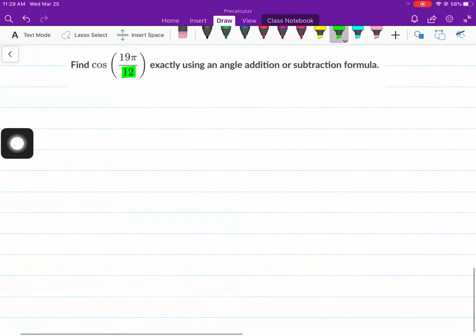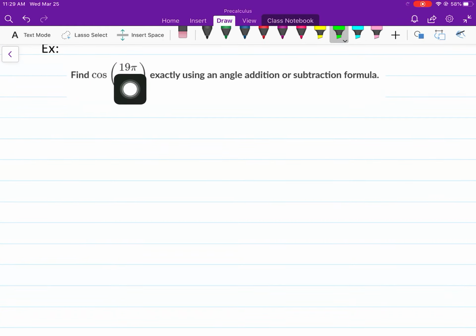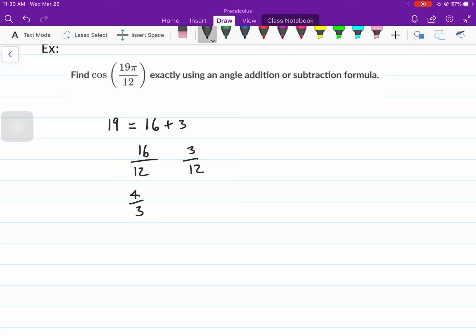So if we can split this into two numbers that are able to simplify with the 12, then we'll be able to work. So I'm thinking 3. 3 can simplify with the 12. So what would that be? Well, 19, we can split that up as 16 plus 3. And if you think about that, that 16 over the 12 would become, dividing both by 4, 4 over 3. And that 3 over 12 would divide and give us 1 over 4.